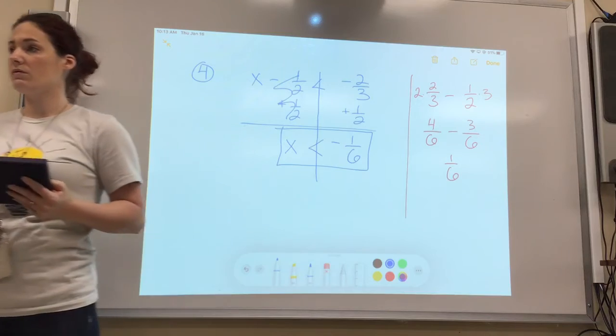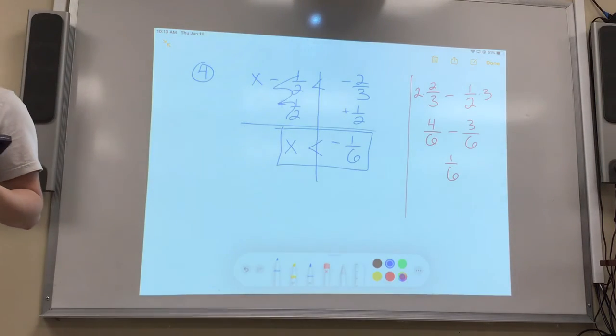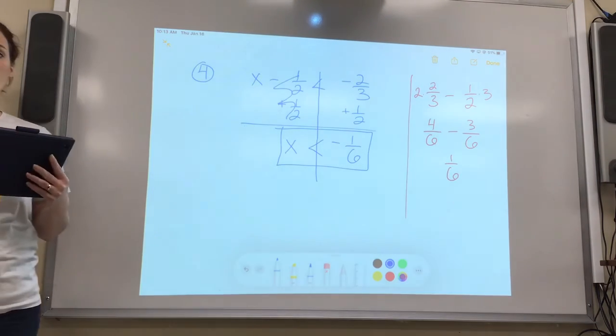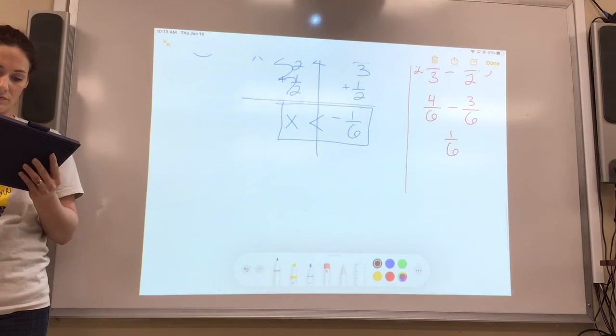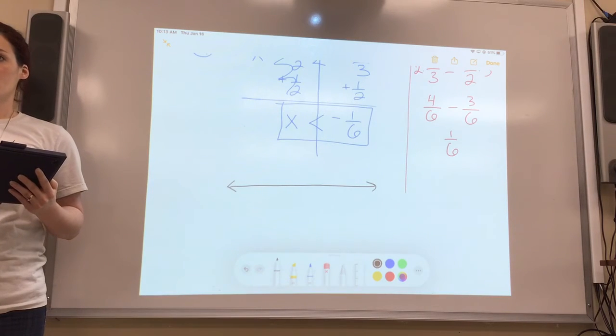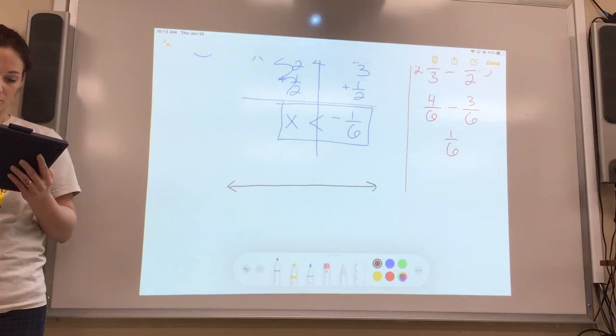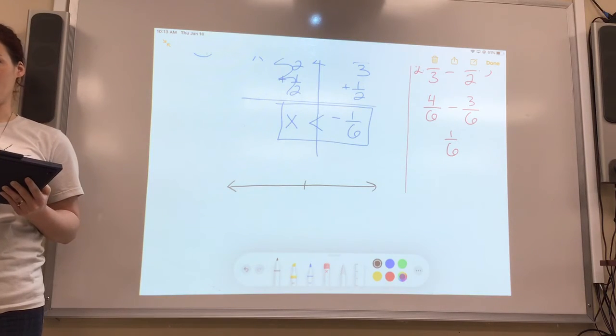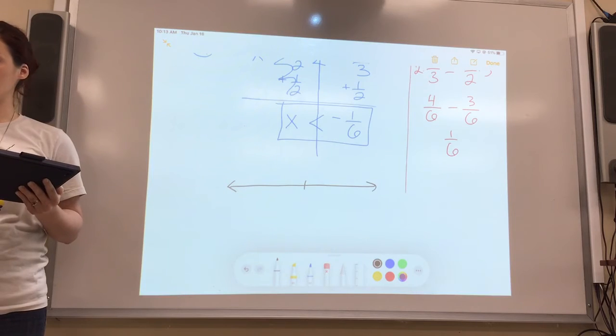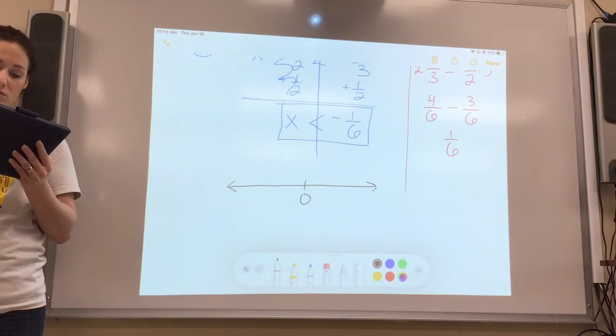Okay? There's the answer to the inequality. I don't want to put -1/6 on a number line because number lines are usually just the integers. So I'm going to do 0, -1, and 1.